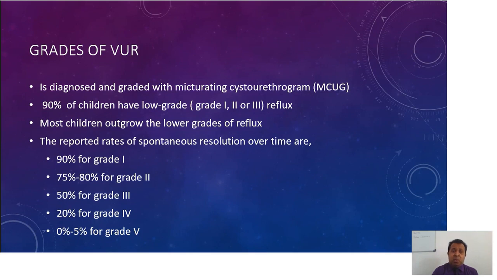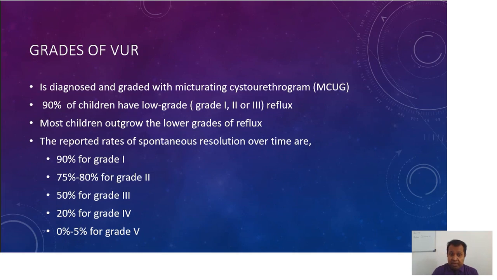90% of children have low grade reflux. If you take grades 1, 2, and 3 together, we call them low grade. 90% of children have low grade reflux. And most importantly, most children, especially with low grade reflux, outgrow it when they become around 5 to 6 years of age.